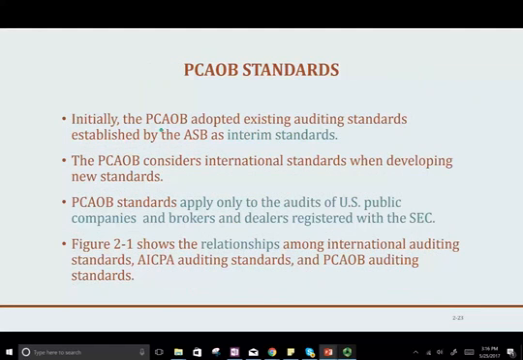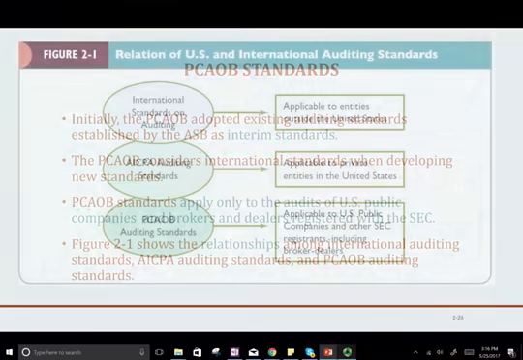Okay. So initially the PCAOB adopted the existing auditing standards established by the AICPA, the ASB, as an interim standard. The PCAOB considers international standards when developing new standards. So notice they are looking at international standards when they're developing new standards. This way they are all similar across the globe. The PCAOB, again, when we see the PCAOB, start with the P, we're dealing with publicly traded companies. Issuers apply only to the audit of US public companies and broker-dealers. Okay. And Figure 2-1 shows the relationship among the three.